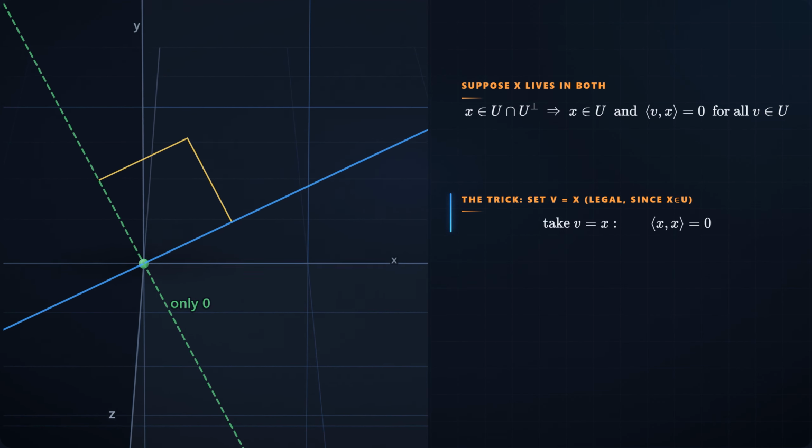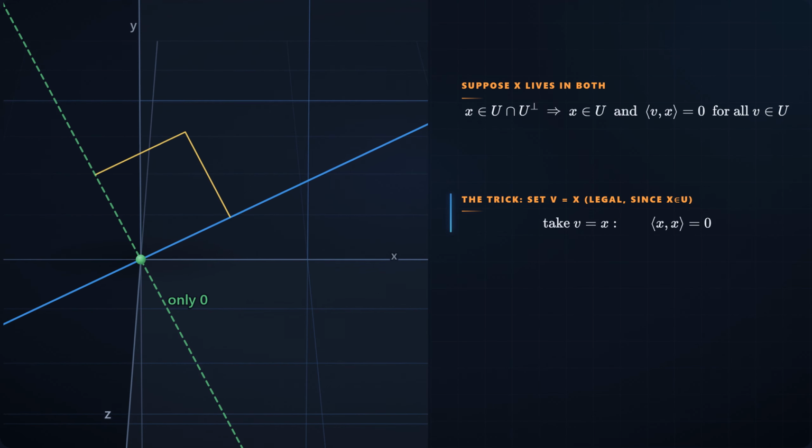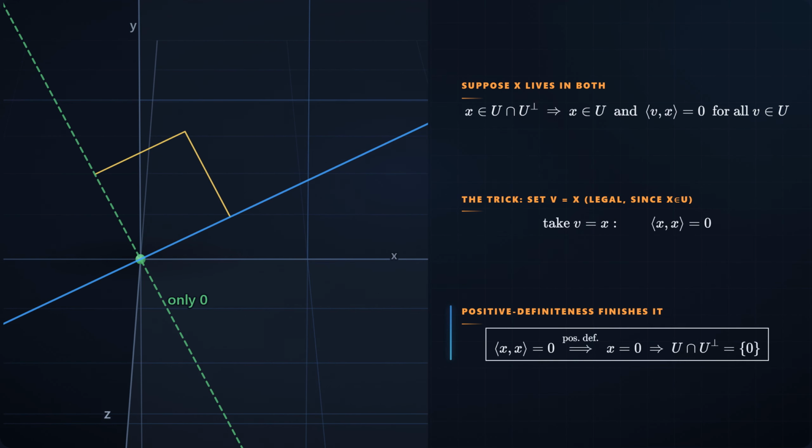That gives the scalar product of x with x equal to 0. And positive definiteness of the scalar product says the only vector with 0 length squared is the 0 vector. So x is 0. So the only vector perpendicular to its own home is the 0 vector. U and U perp meet at the origin and nowhere else. Remember the phrase set V equals x? That's the move the whole proof turns on.